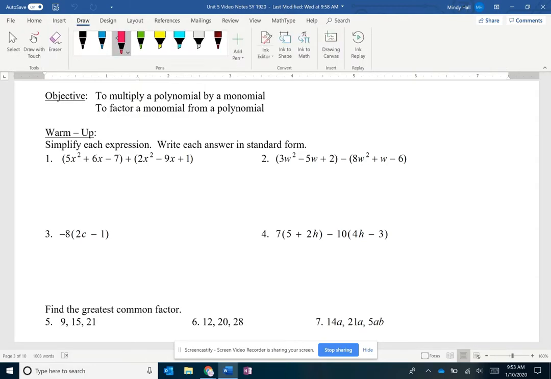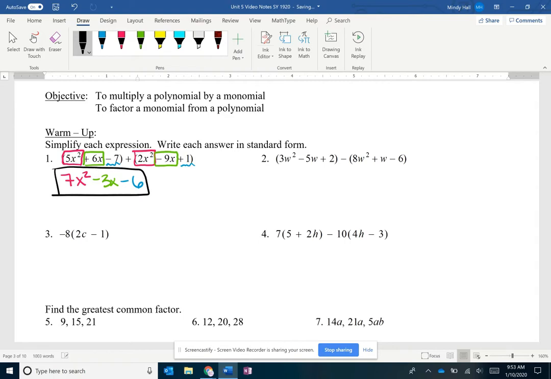So remember, when we are adding, we are looking for like terms. So that would be like 5x squared and 2x squared, which would give us 7x squared. Then we have 6x and negative 9x, which would give us negative 3x, and negative 7 plus 1, which gives us negative 6. Okay? We'll use a black box so you can tell.